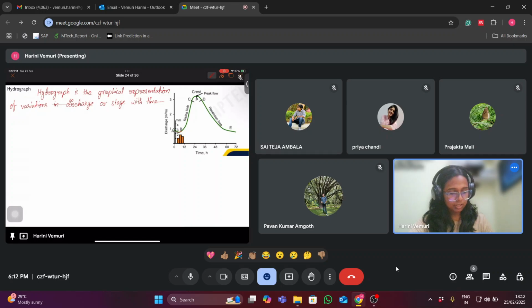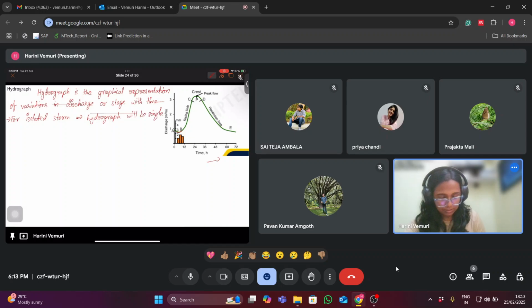Generally, the figure shown here is an example of a hydrograph. You can see that if we have an isolated single storm, then the hydrograph will be single peak and right skewed. What does right skewed mean? More of the graph is on the right hand side. This graph doesn't look like a normal distribution. It's not equal on both sides of this peak, right? On the right side, it is extended more. This is called right skewed. So generally for isolated storms, the hydrographs will be single peak and right skewed.